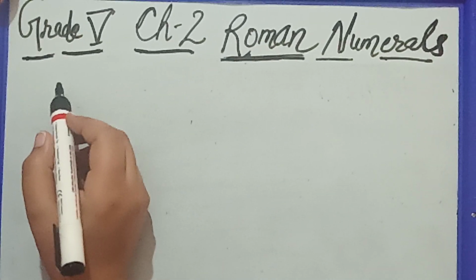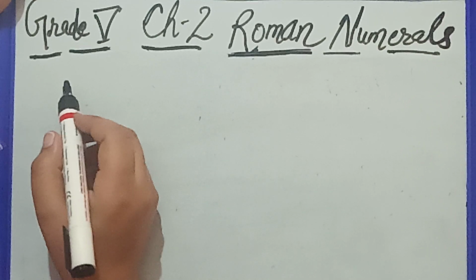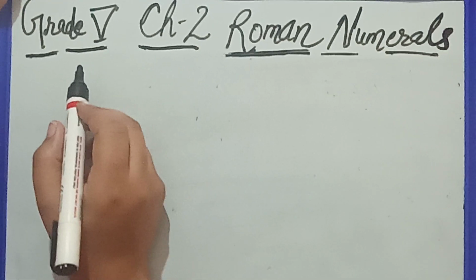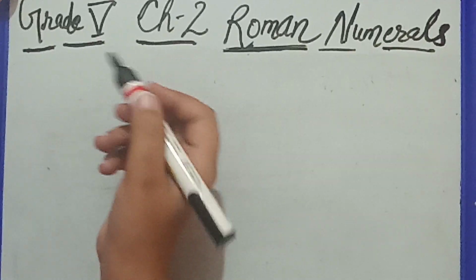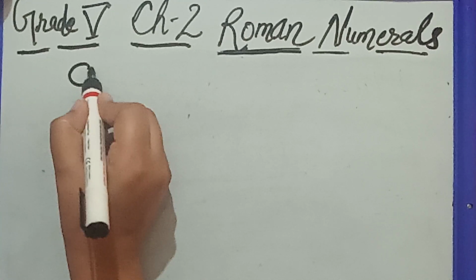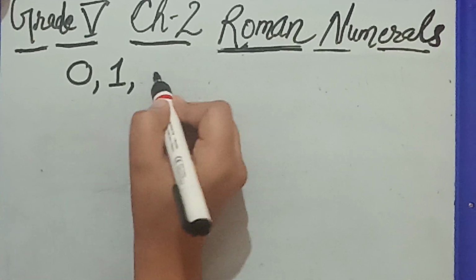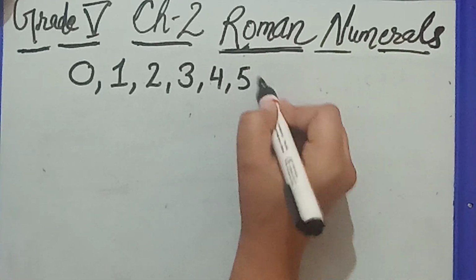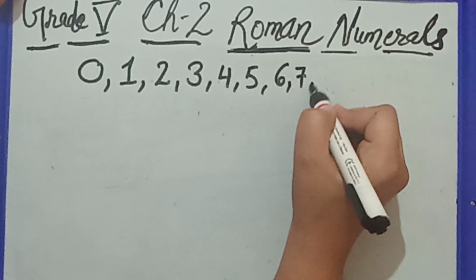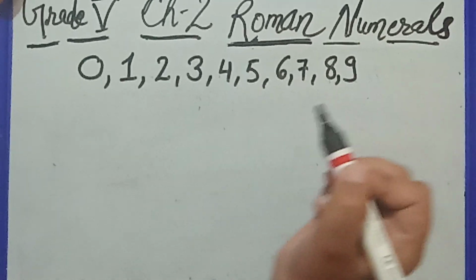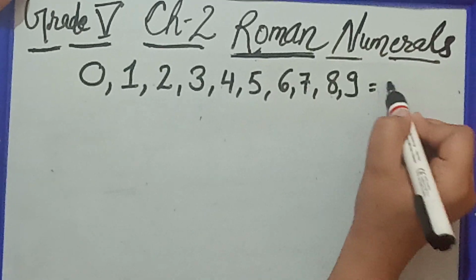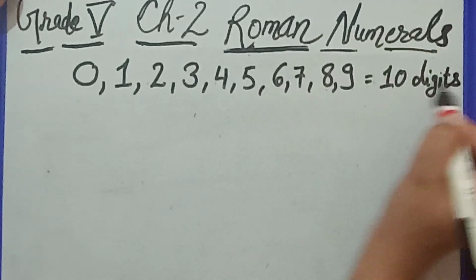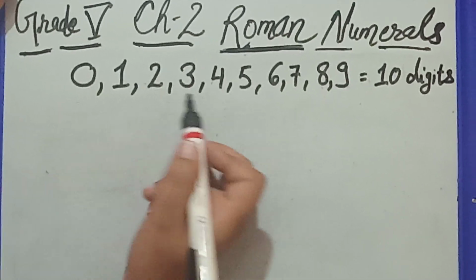Today, I'm here to teach you about the Roman numerals. But before starting Roman numerals, I would like to describe Hindu Arabic numerals. Basically, the numbers are formed by the digits 0, 1, 2, 3, 4, 5, 6, 7, 8, 9. Basically, we have these 10 digits, and using these digits, we can form any number.